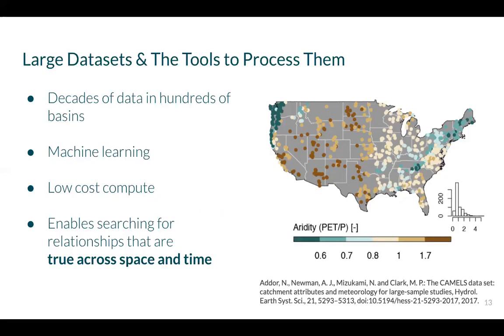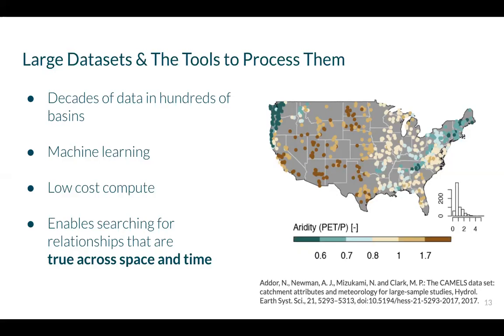We also now have new and further developed tools in machine learning that allow us to analyze these data. And finally, we have computers and the cost of computing that has gone down enough that we can analyze lots and lots of data using machine learning. And what that enables altogether is for us to apply these machine learning techniques across these very large data sets to search for relationships that are true across space and time.